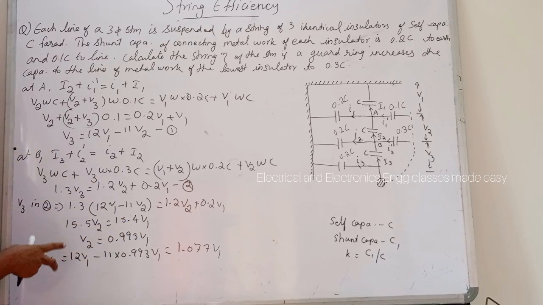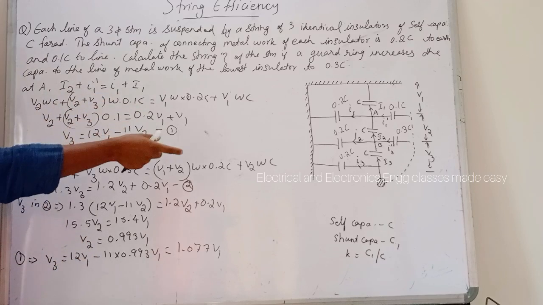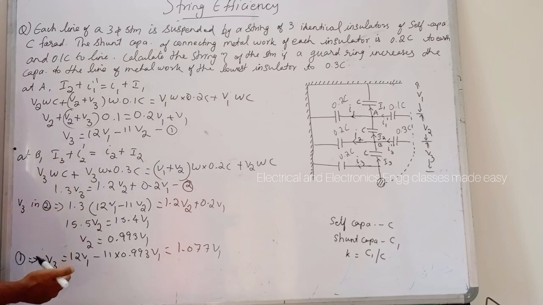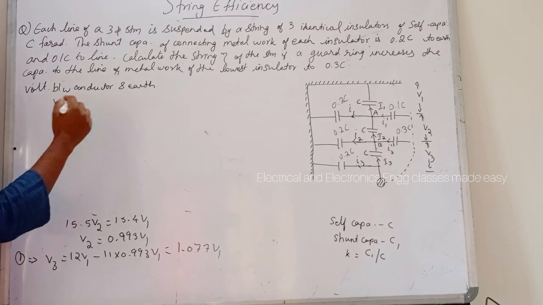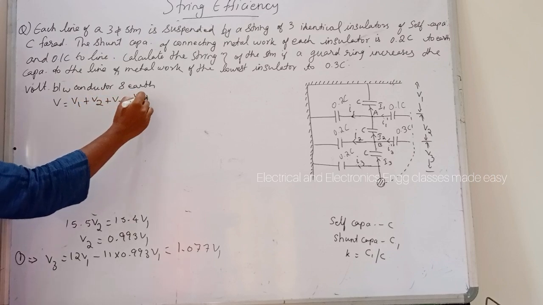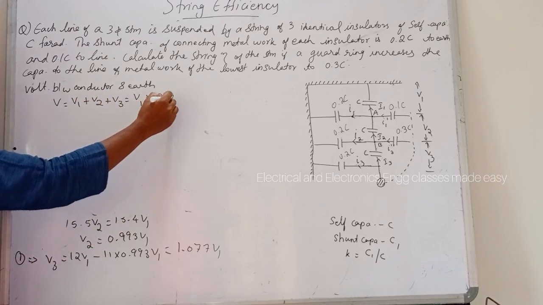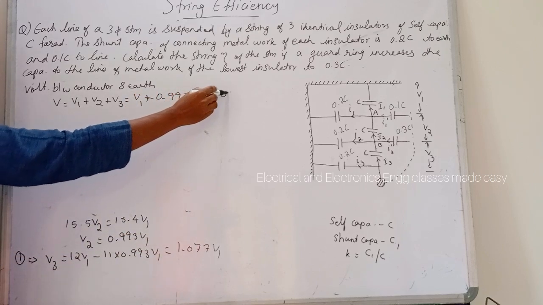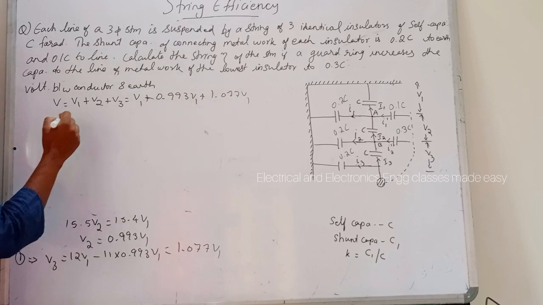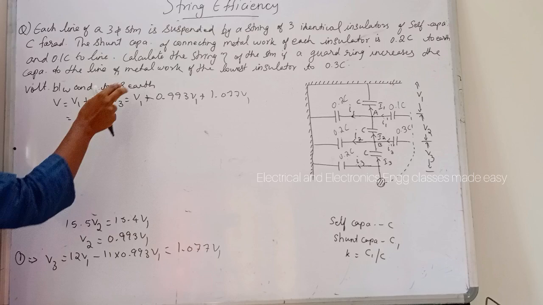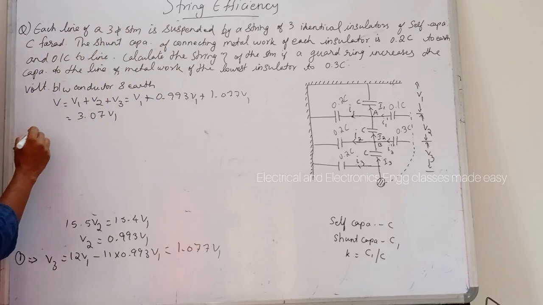Now we can find the total voltage, that is the voltage between the conductor and earth, the string voltage. So voltage between the conductor and earth is V equal to V1 plus V2 plus V3, that is equal to V1 plus 0.993 V1 plus 1.077 V1. So that is equal to 3.07 V1. And the question is to find string efficiency only.